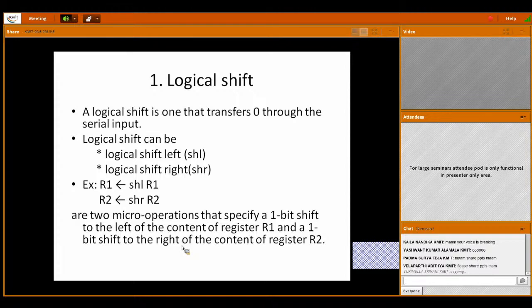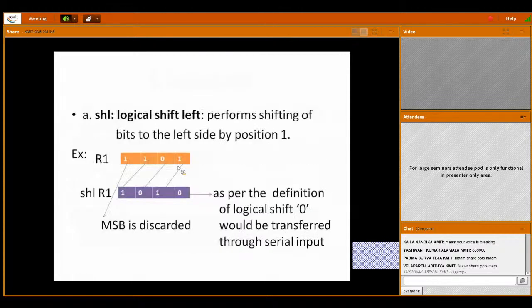So consider a register with the bits 1 1 1 0 1. When you are performing the logical shift operation, consider the bits from the LSB side. This is your LSB position, the least significant bit, and this is your MSB position.